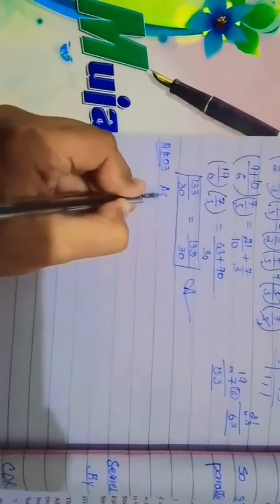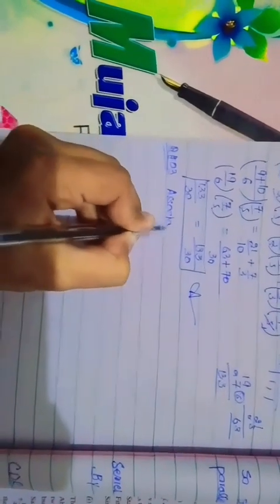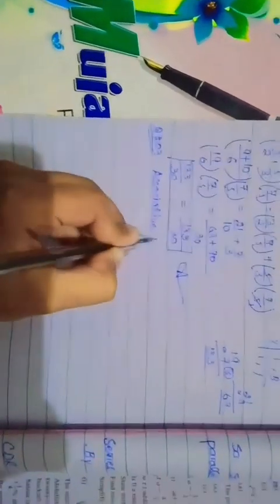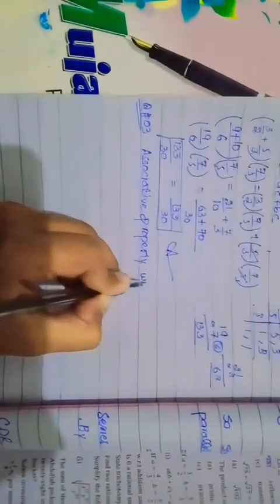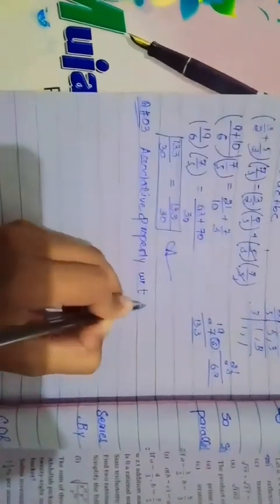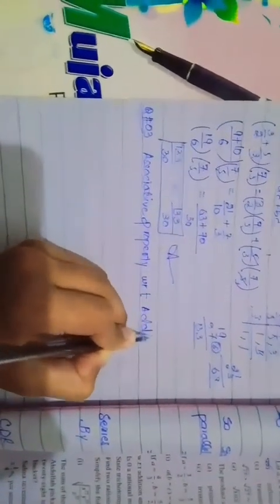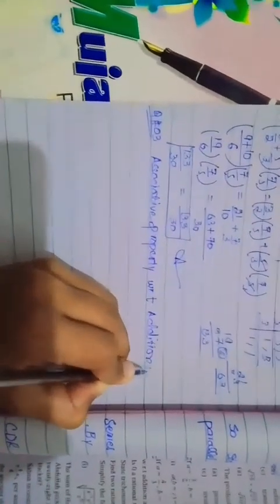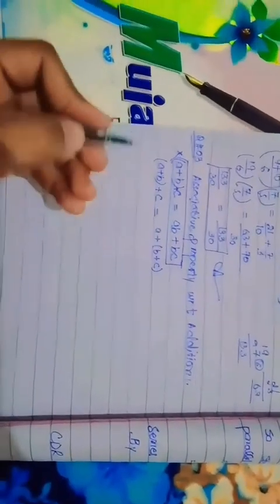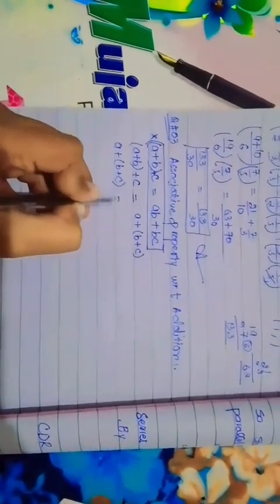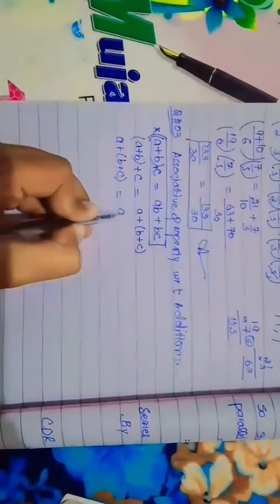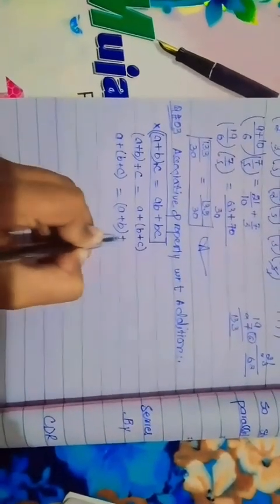Question number 3 क्या है? Associative property with respect to addition. Can also write like this: a plus (b plus c) is equal to (a plus b) plus c.